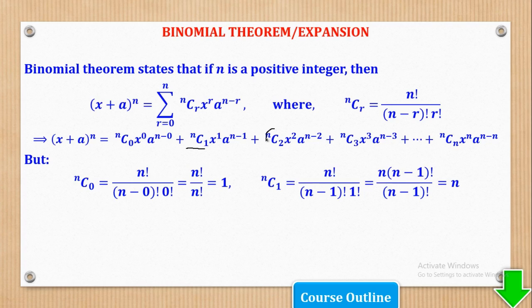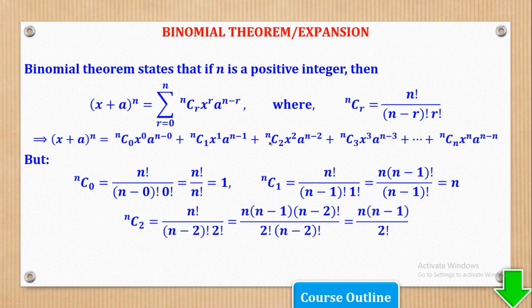Now we shall go to n combination 2. N combination 2 is expanded as n factorial over (n minus 2) factorial multiplied by 2 factorial. When I expand this, it is the same as n multiplied by (n minus 1) multiplied by (n minus 2) factorial. Then from there, I realize that (n minus 2) factorial and (n minus 2) factorial can cancel, so we remain with n in brackets multiplied by (n minus 1) over 2 factorial.